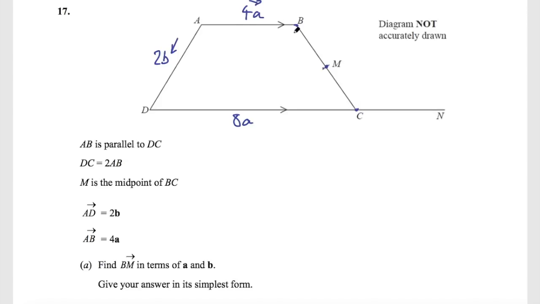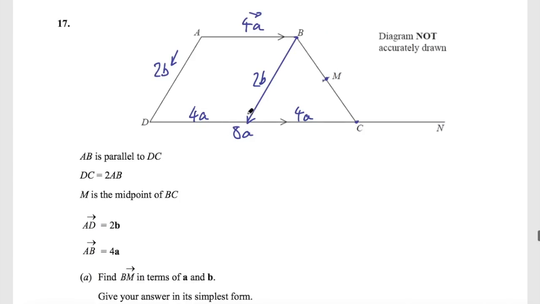Another way to do it is to go straight down from B to DC. And that's the vector 2b. And this, because I've drawn that line parallel to AD, this length in here must be the same as AB, and so this is going to be 4a in here. We can say that BC is going to be 2b plus 4a.